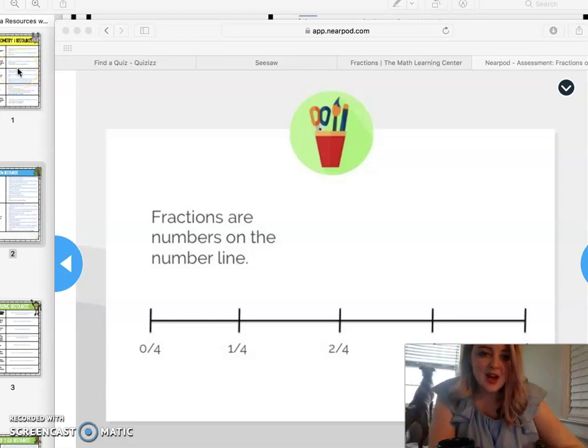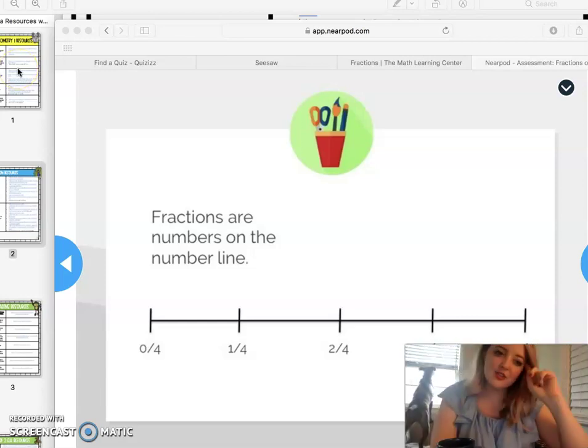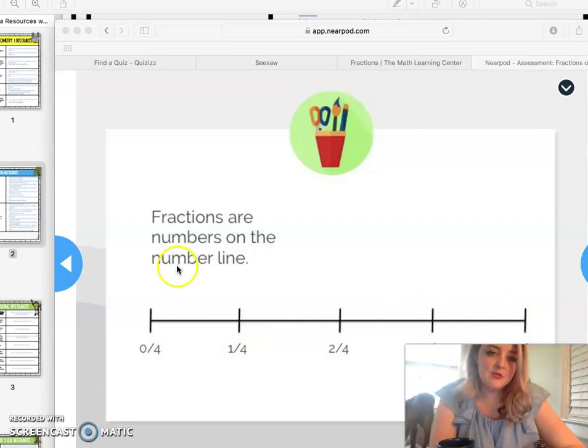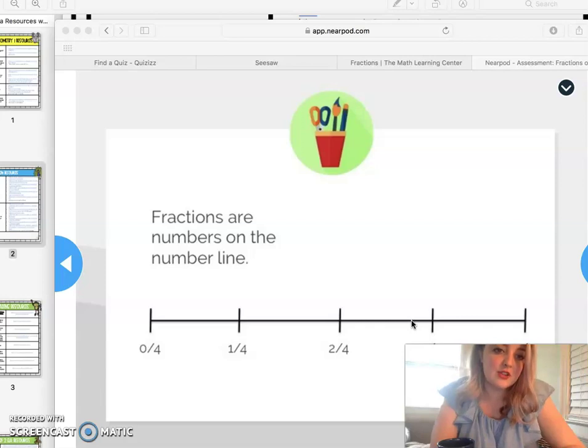Hey Blue Group, today we're going to be looking at fractions on a number line as a different way to represent our fractions. So I've got this example here, and basically what I've done is I've drawn my number line and I've put a bunch of tick marks in between. What you'll notice is that each tick mark is equally spaced. That's super important when we're working with our fractions, right?